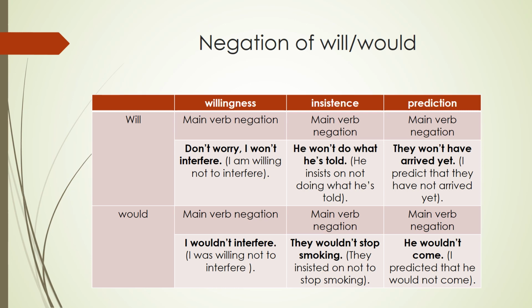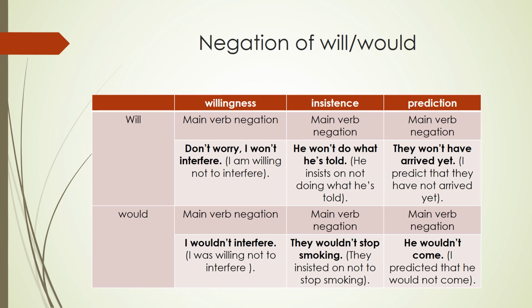Insistence, again we have main verb negation. He won't do what he's told. So who is insisting here? It is he, the subject of the sentence. Does he insist? Yes, he insists. So the meaning of will here is positive: he insists. But what about the main verb? The main verb is negative. He insists on not doing what he's told.